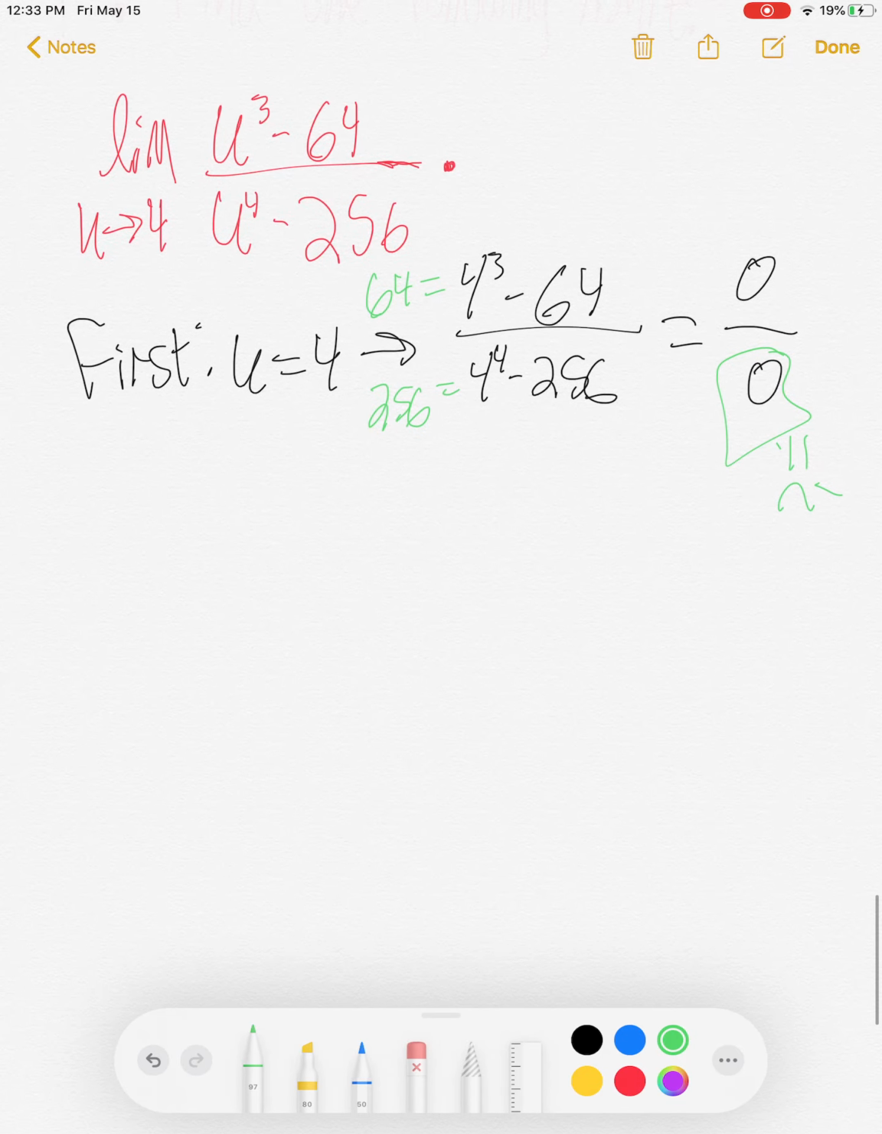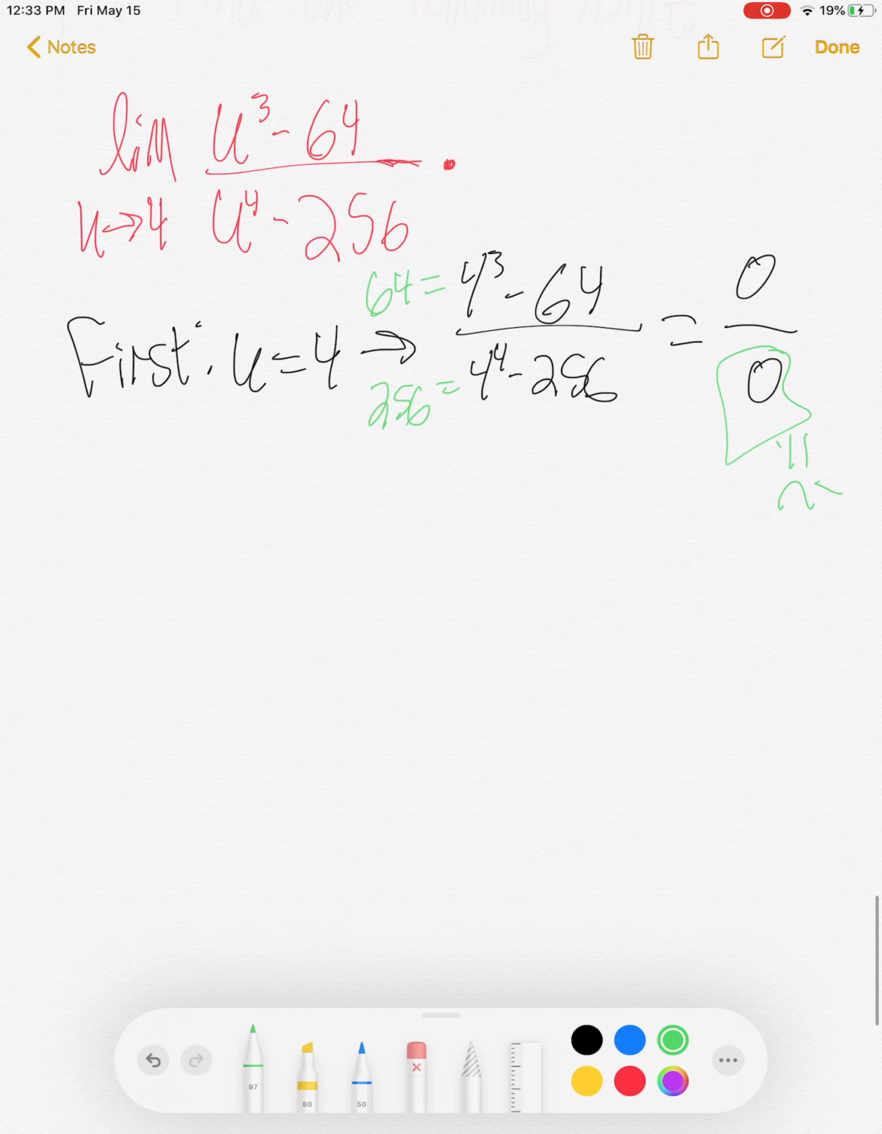So again, we're going to roll up our sleeves. We're going to work ourselves around this. We're not going to give up. We certainly do not give up as mathematicians. And what we notice is that this numerator is a difference of cubes, right? u cubed, that's clearly a cube. It's u cubed. And 64, we just said, is 4 cubed.